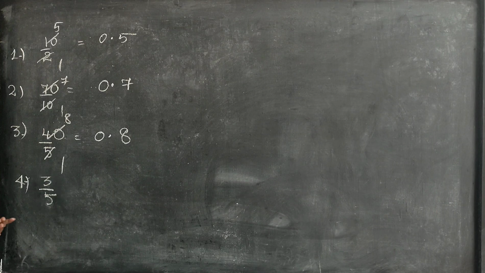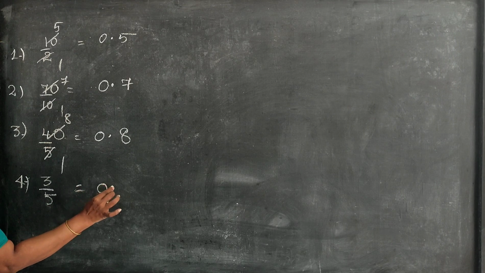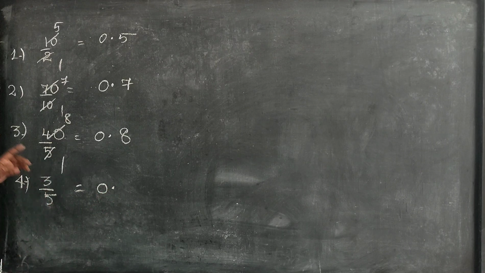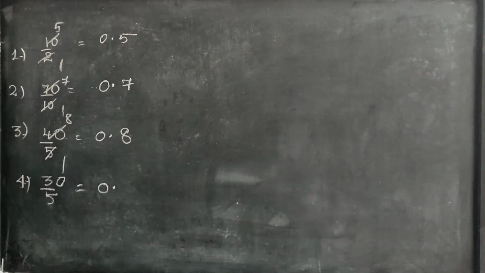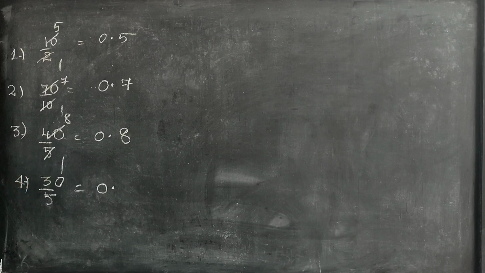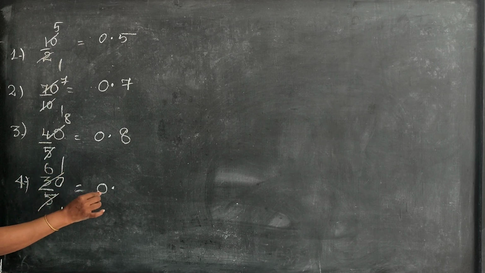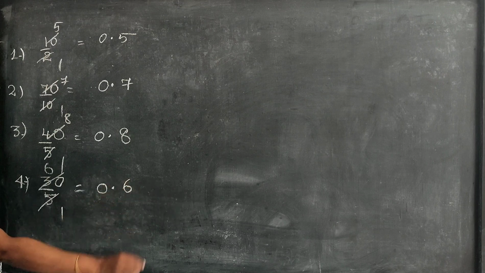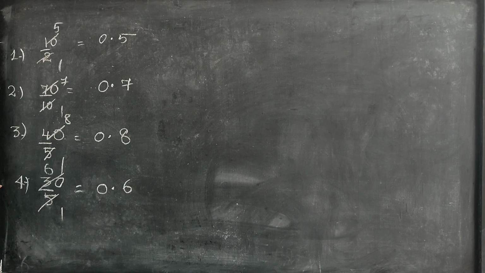Next comes the final sum, where the numerator is very less when compared to the denominator. So again I make it a point over here, 0 point. Now I'm adding 0 to the numerator, which makes the value 3 into 30. Now we are going to cancel: 5 ones are 5 and 5 sixes are 30. So after the point we can keep 6. So the value is 0.6.